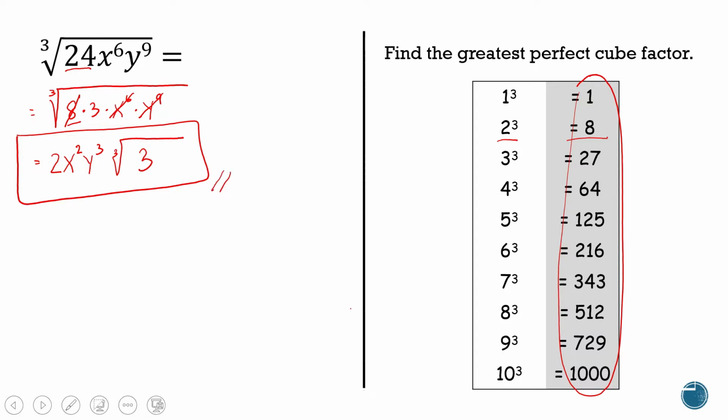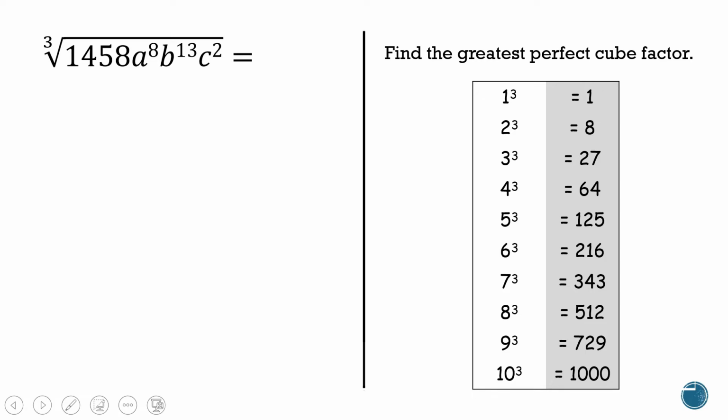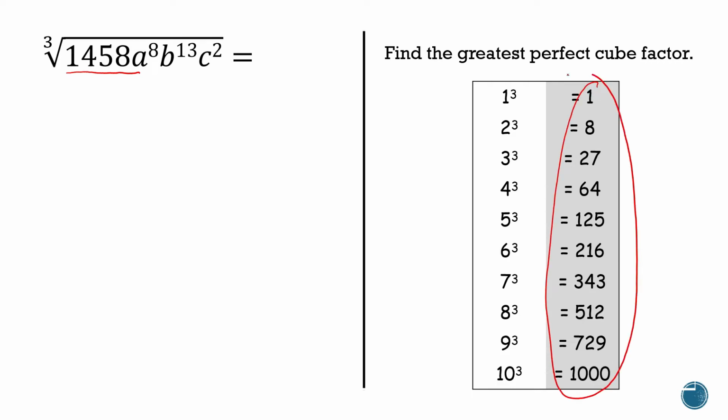All right, let's go to the next example. Here we have the cube root of 1458 a raised to 8, b raised to 13, and c squared. First, we need to find the greatest perfect cube factor of 1458 from this list again. Yep, that is right. It's 729. So we can rewrite 1458 as 729 times 2.